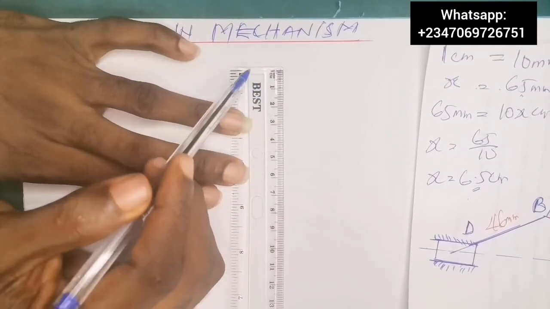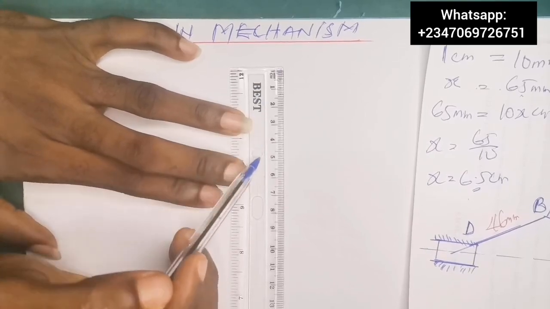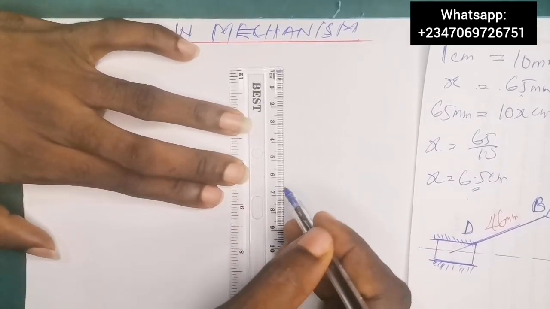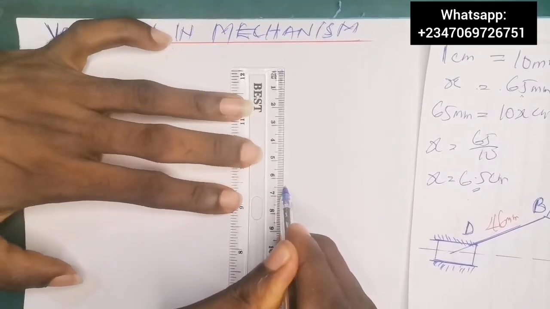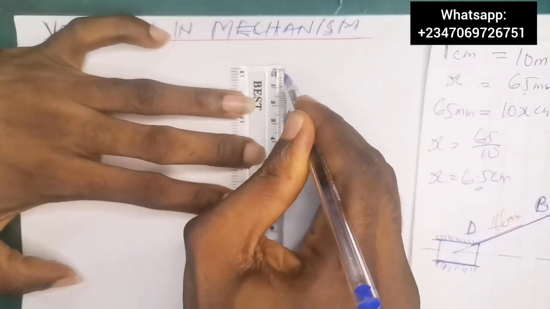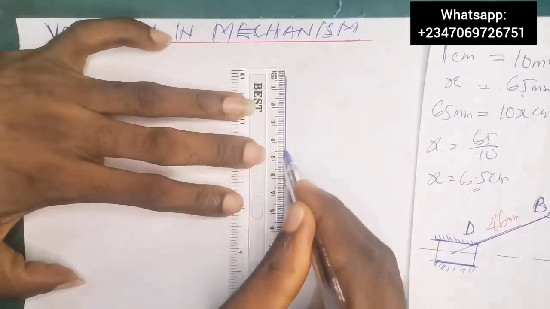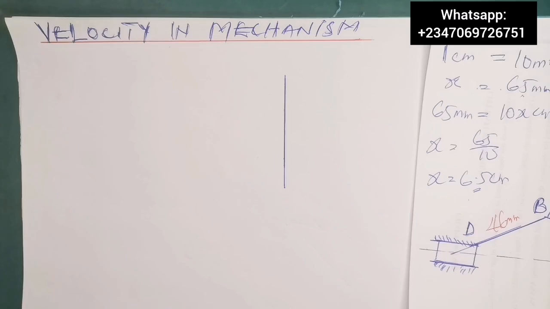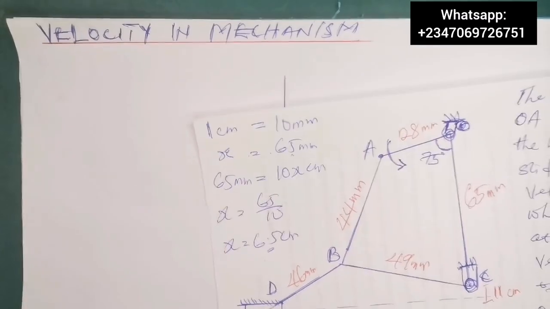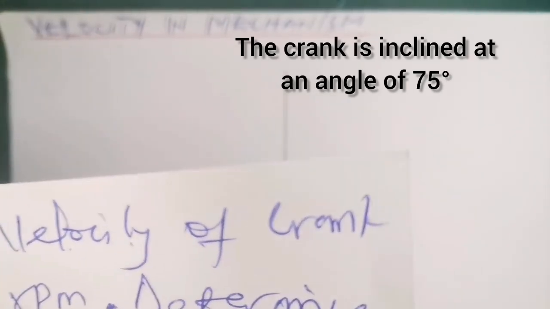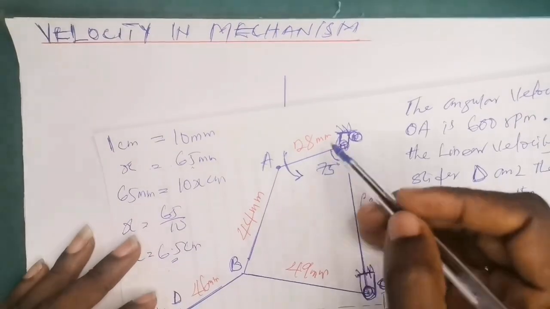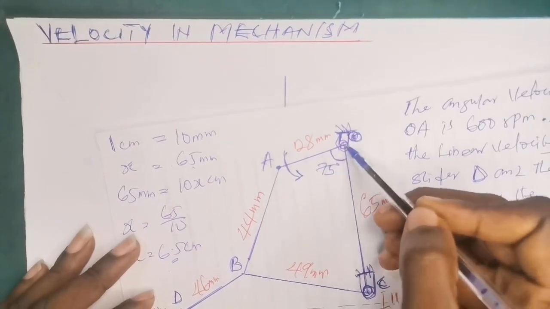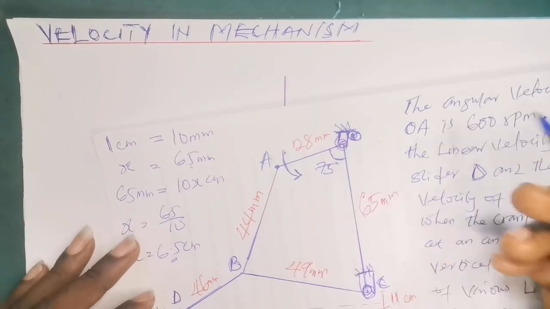So this is 1, 2, 3, 4, 5, 6, and 6.5 is directly at the middle. So you simply trace down to this point. Okay, you have this. All right, so that is O and C. Now, not forgetting, in the question it was stated that the crank is inclined at an angle of 75 degrees to the vertical. So as can be seen, you have 75 degrees to the vertical.